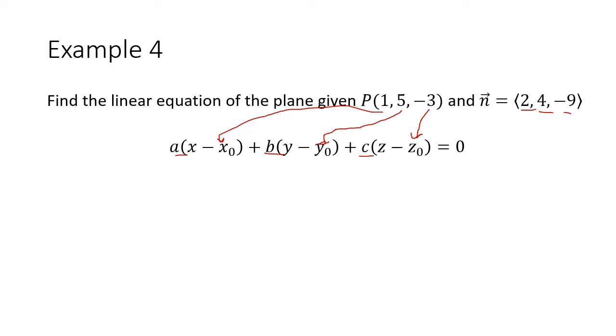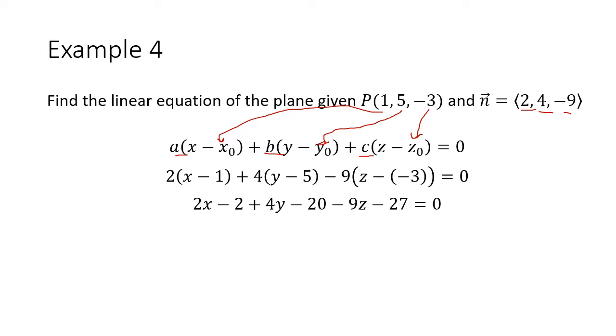All right, and now I'm going to start doing the problem. So again, pause, work it out on your own, and then let's see if we get the same answer at the end. Plugging everything in looks like this. And so distributing, we get 2x minus 2, 4y minus 20, minus 9z, minus 27. And just be really careful with the signs. There's 1, 2, 3 minus signs. Go slowly, be careful, and take your time.